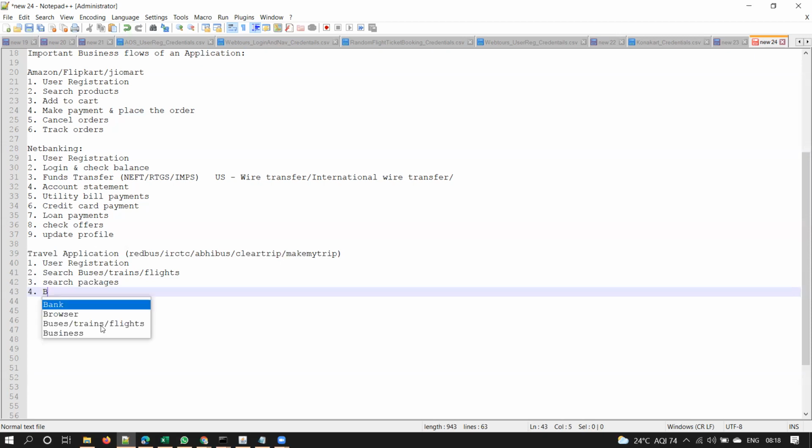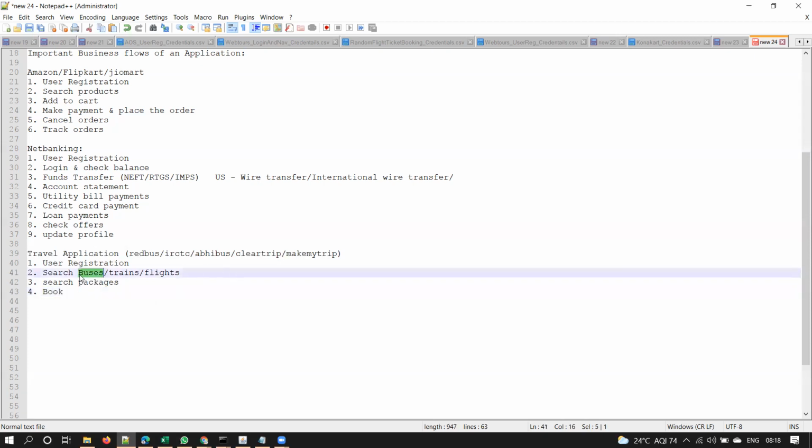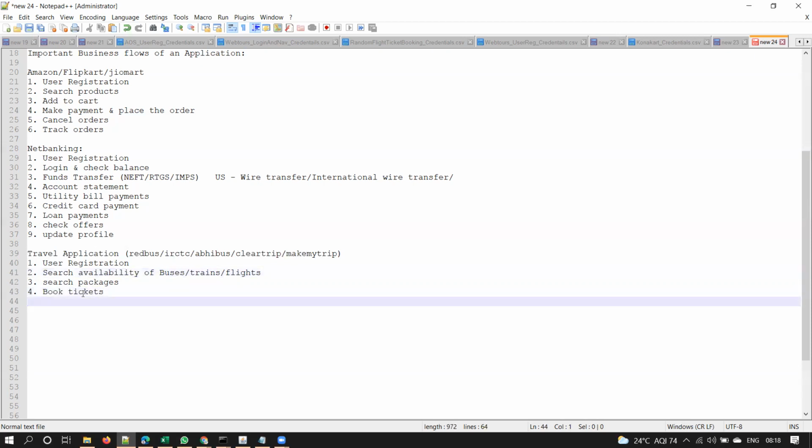Next, seats are available or not. Search availability. When I say search buses or something, it is the availability of a bus or flight or train, whatever it is, right? What else, guys? Book a ticket. Yes, payment. Payment comes under book ticket.